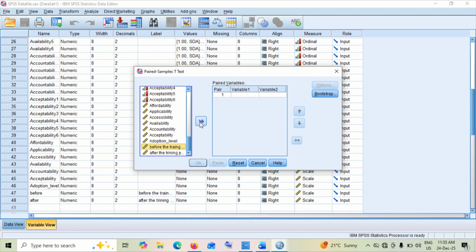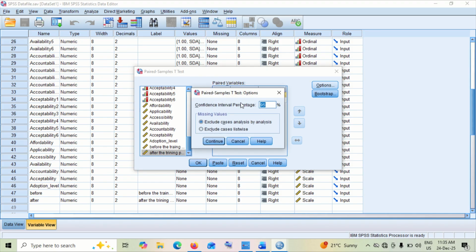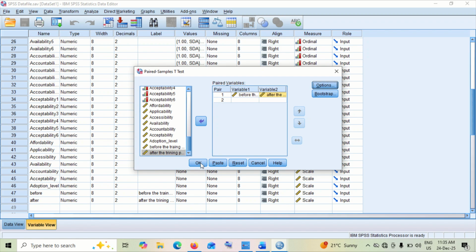Before the training as variable 1, after the training as variable 2. Hence, we completed the first pair and click options. Here we can see the confidence interval percentage, that is 95%. That means 5% level of significance is considered for analysis purposes. Then continue, thereafter OK.